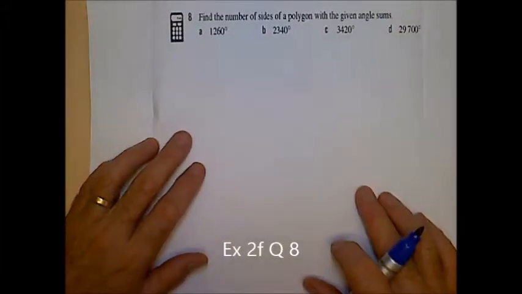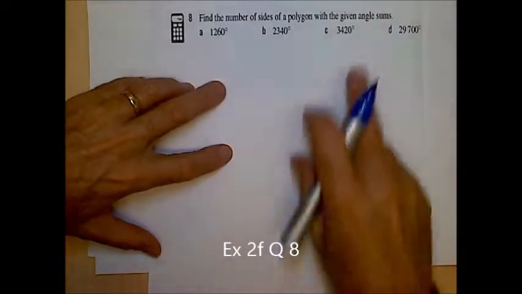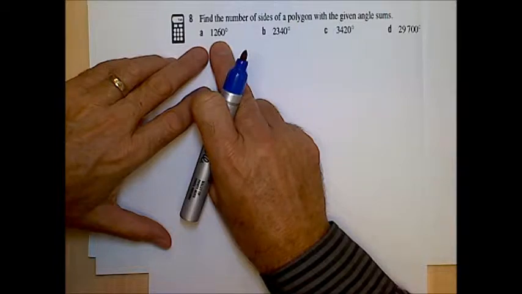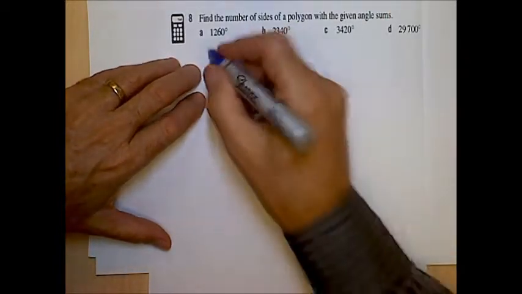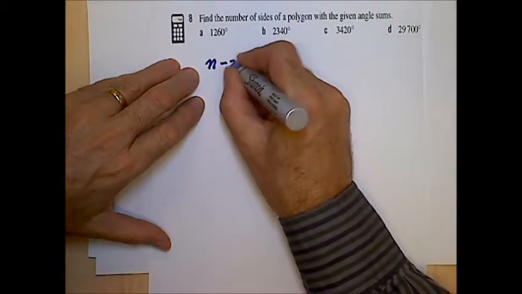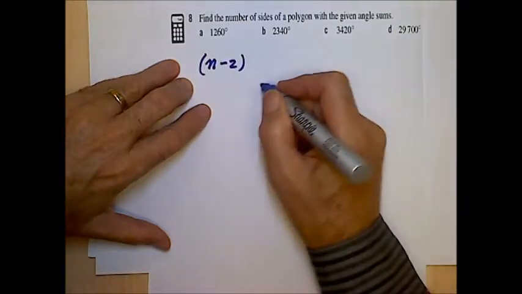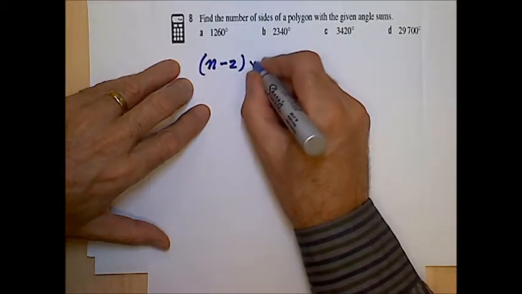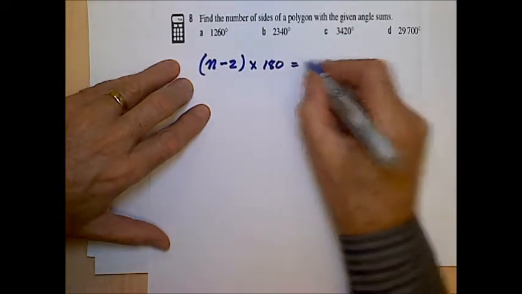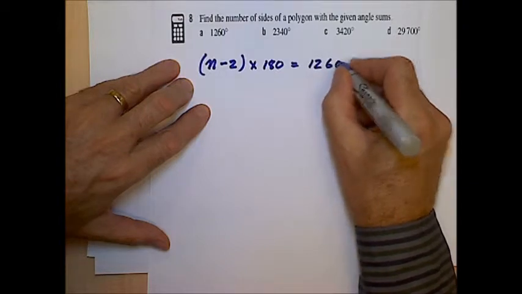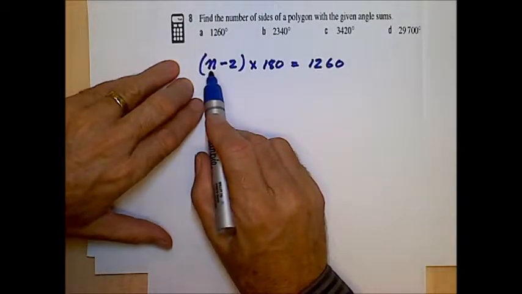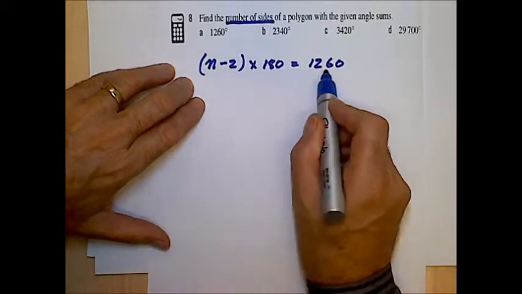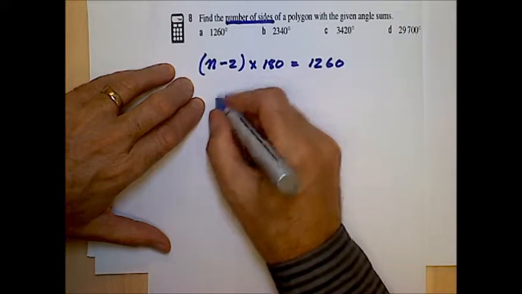In this first problem, we're asked to find the number of sides of a polygon with the given angle sums. In the first example, the angles add to 1,260. We know that the angles in a polygon will add up to 2 less than the number of sides times 180. So in this particular case, the number of sides in the polygon, whatever that number is, because that's what we're asked to find, subtract 2, times 180 must be equal to 1,260.